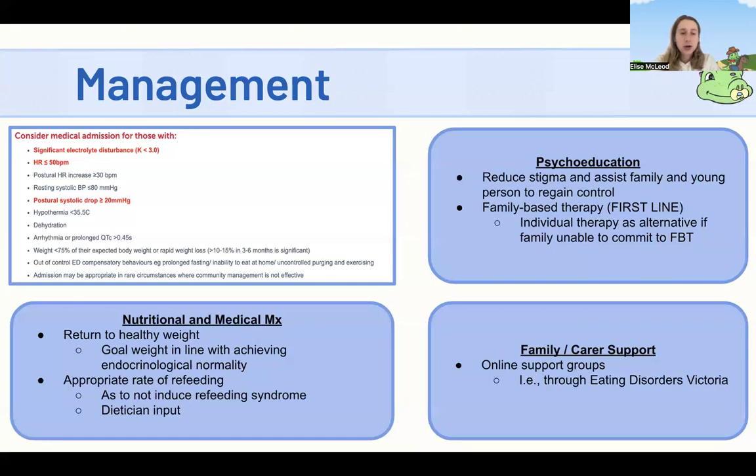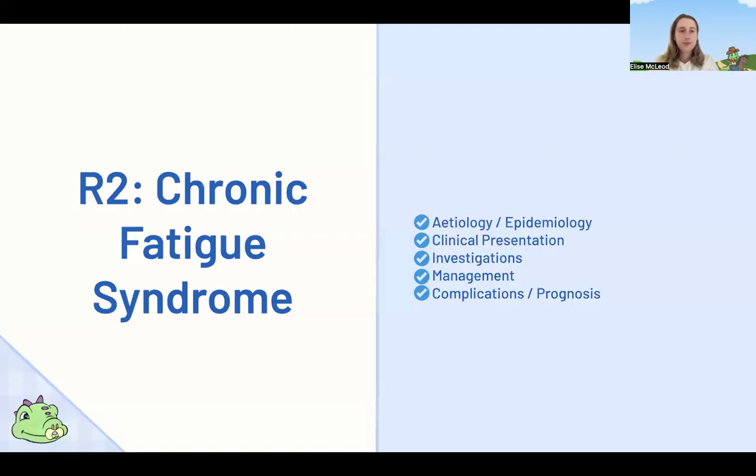Nutritional and medical management involves helping the young person return to a healthy weight. And this so-called healthy weight is a weight that allows them to achieve endocrinological normality. So, for example, regaining regular periods and other endocrine hormonal systems. And the rate of refeeding, as we spoke about, you don't want to induce refeeding syndrome. So, as an outpatient, dietitian input's really key here. And then support for family and carers. So, through Eating Disorders Victoria can be a key resource.